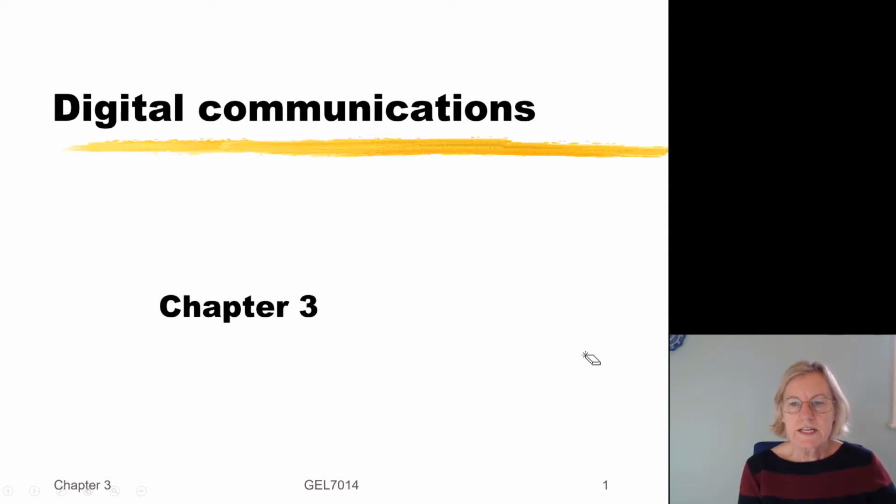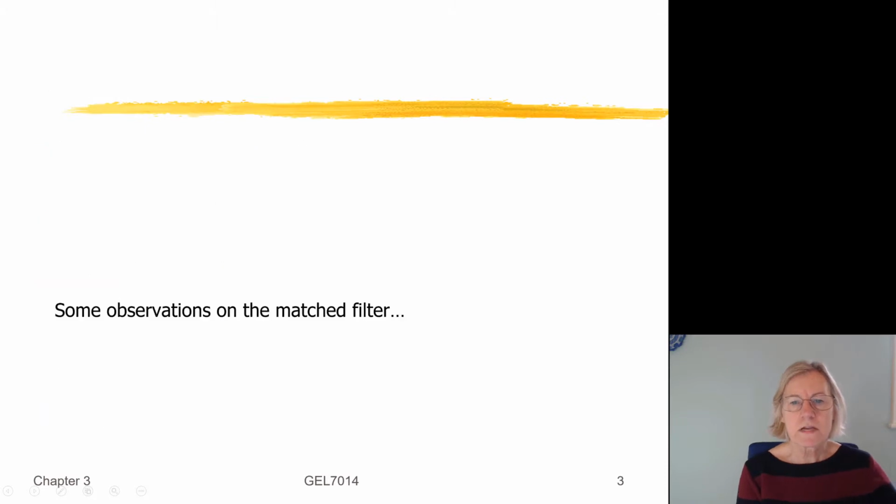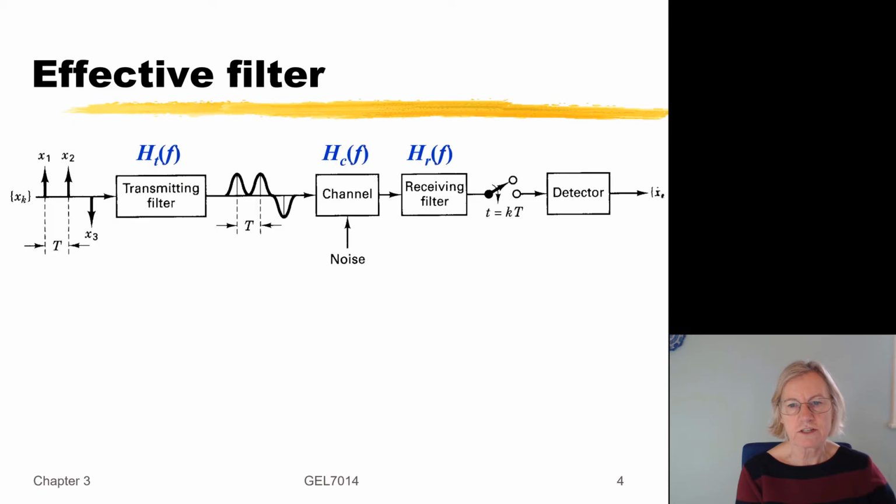Today we'll be continuing topics in Chapter 3. In particular, we'll be dealing with some practical methods we can use in order to avoid intersymbol interference, and we'll be discussing topics in Section 3.3 and 3.4 of the Sklar textbook. So let's start first with some observations about the matched filter.